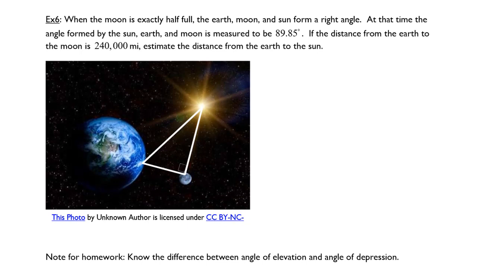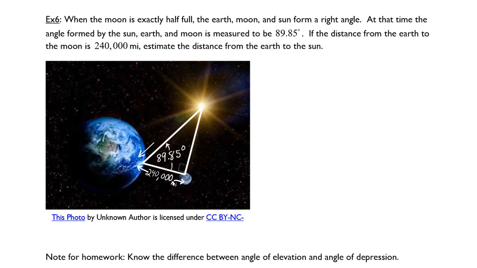When the moon is exactly half full, the Earth, moon, and sun form a right triangle. At that time, the angle formed by the sun, Earth, and moon is measured to be 89.85 degrees. So we're looking at this angle right here. If the distance from the Earth to the moon is 240,000 miles, estimate the distance from the Earth to the sun.